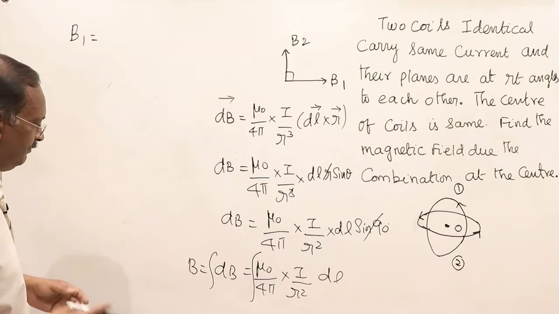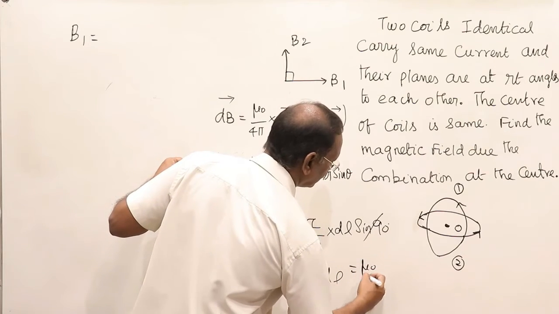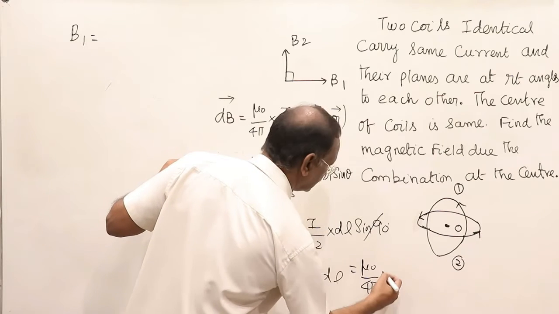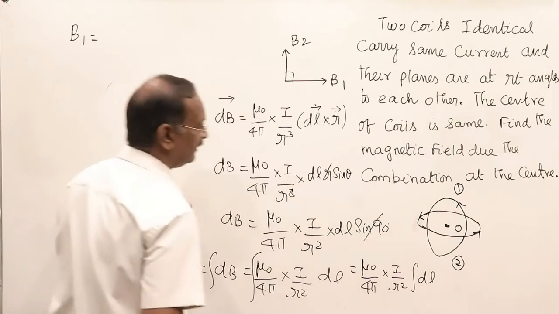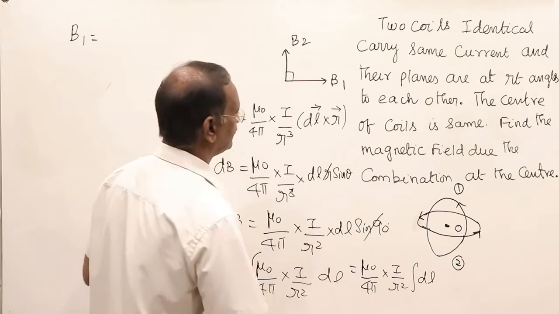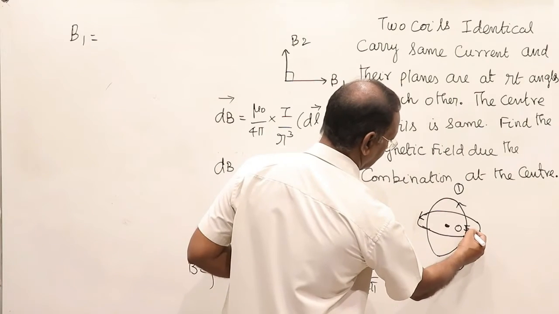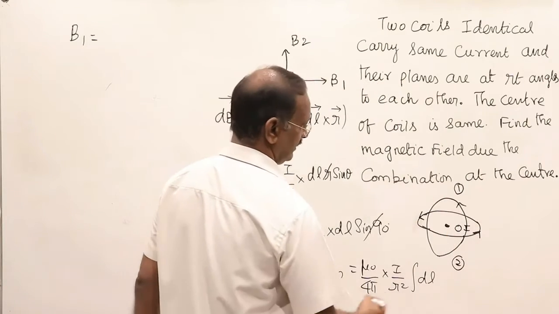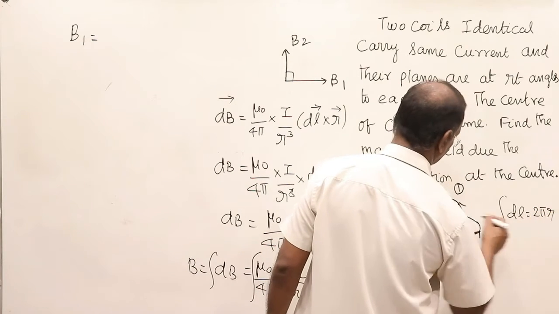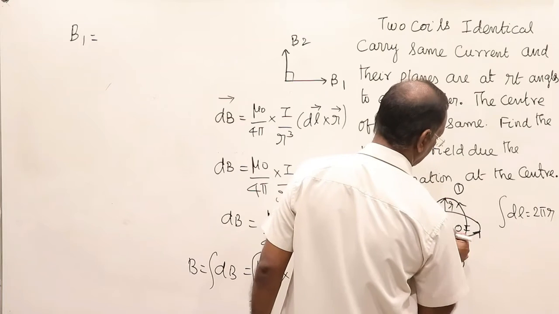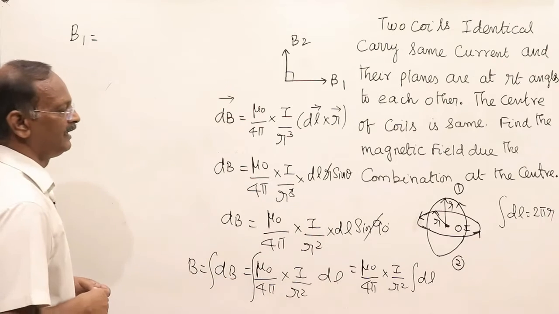So B is equal to mu naught by 4 pi into I divided by r square into the integral of dl. The integral of dl for one full circle means the circumference, which is 2 pi r, where the radius for both coils is the same, because identical means both have the same radius.